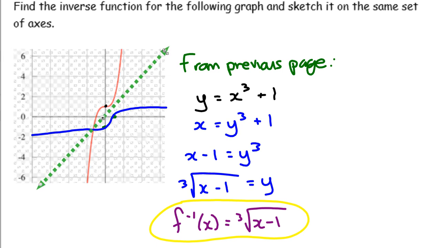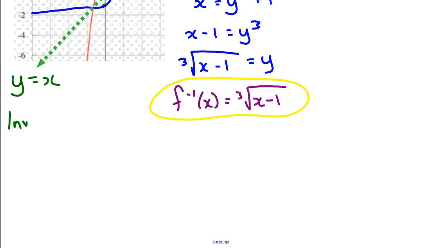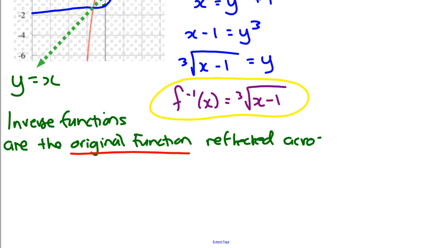So here's the line y equals x. Inverse functions are reflected across the line y equals x. So inverse functions are the original function, which in this case is red, the original function reflected across the line, back to symmetry, remember back to symmetry, across the line y equals x.